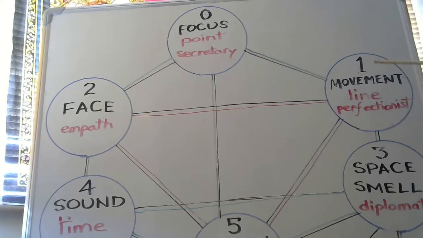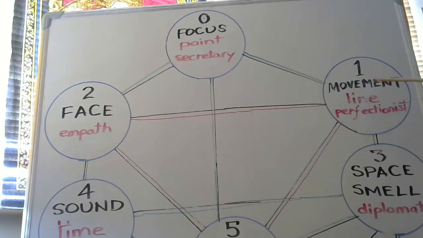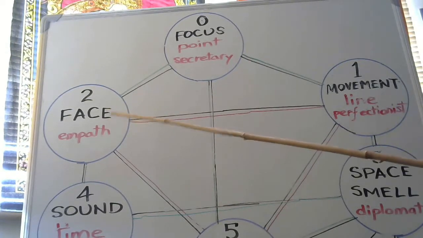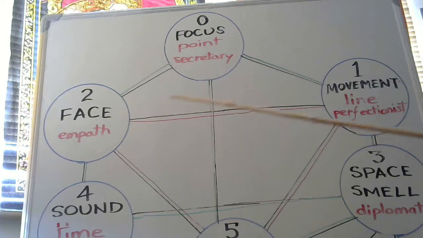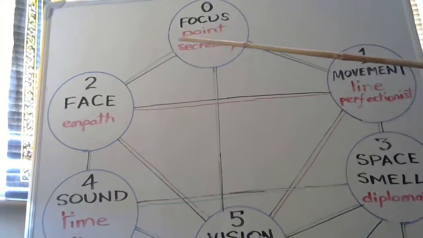Property 9 is movement. Property 10 is a perfectionist, a straight line. Property 11 is closed, open, sorry. Property 12 is closed. This is the movement of the first dimension across into the second dimension.